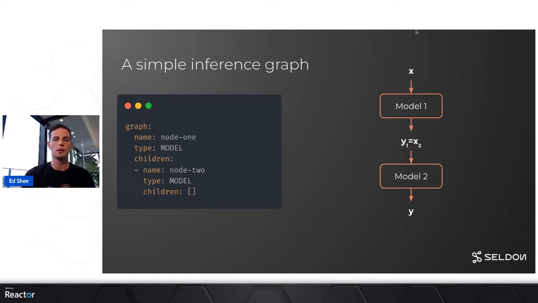Then the way I can do that within Seldon Core is I define this graph object. And you can see here, I have this node one, which is a type model. And then underneath it, I have children. In this case, I only have one. But what that's saying is that the output of the first one gets fed to the child, which is another model. And that's recursive. So I can go all the way down and build all these complex graphs if I need to.